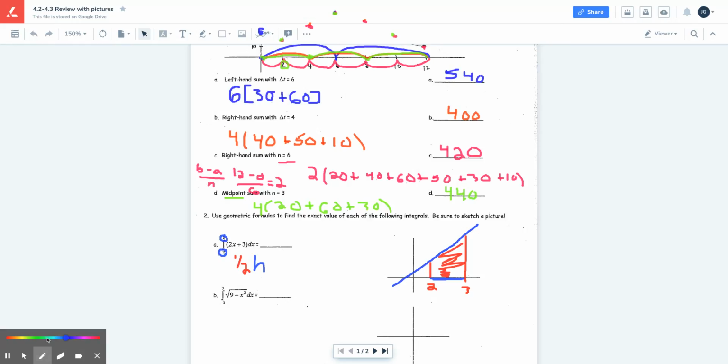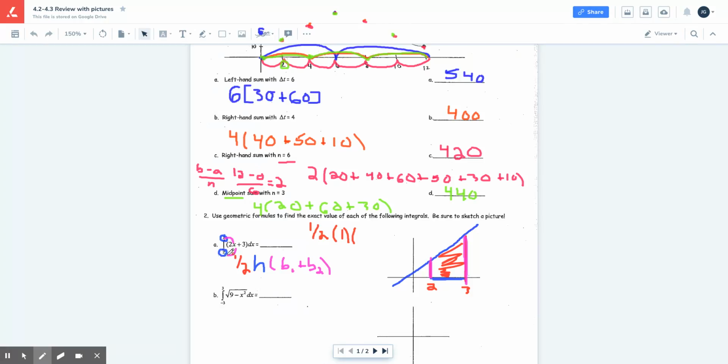And then it's going to be times your base 1 and your base 2. This is one of your bases, here's the other base. And what we're going to do to get those is plug 3 and 2 into the equation. So it ends up being 1/2 times the height, which is the difference between 2 and 3, which is going to be 1, times base 1 and base 2.